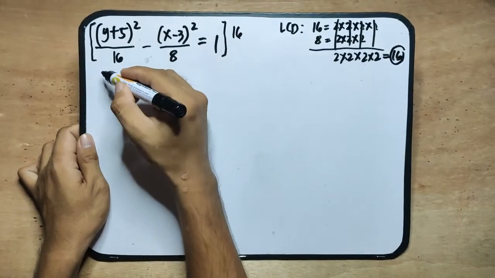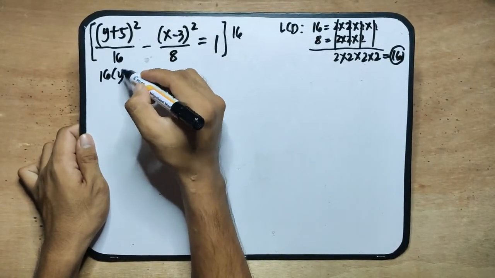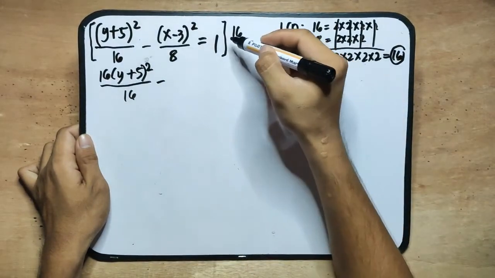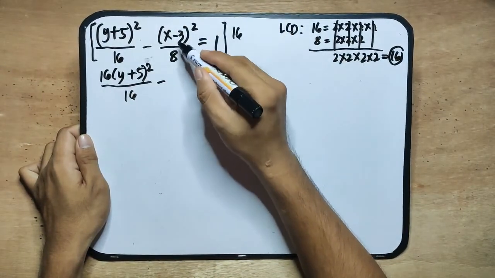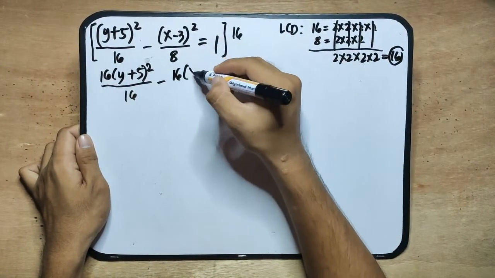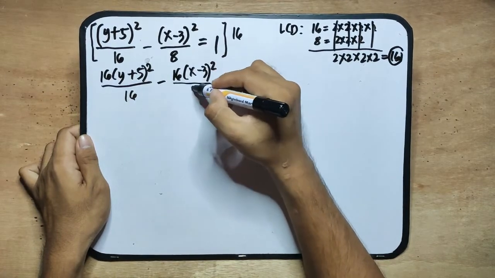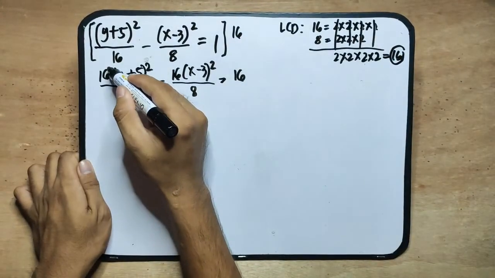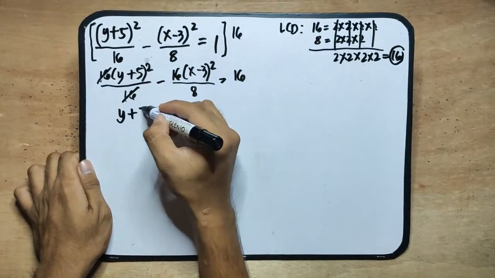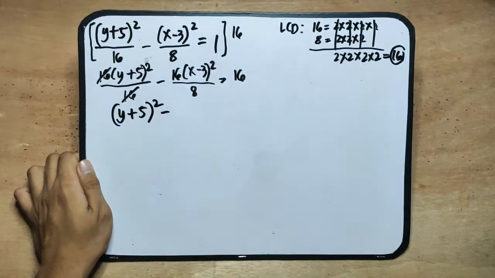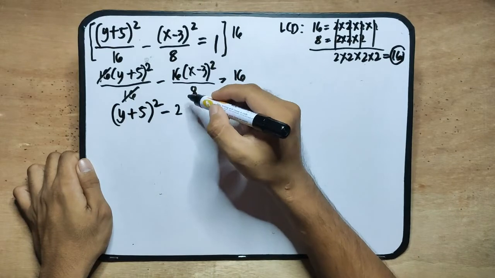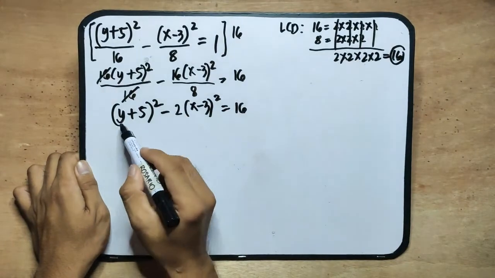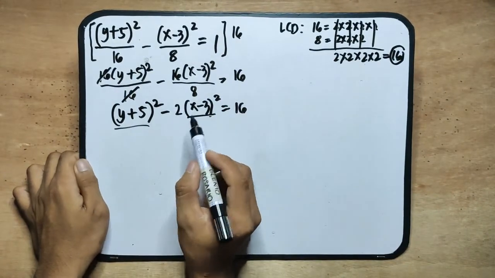16 times the first term is, pagkatabihin na lang muna natin, 16 times y plus 5 squared all over 16 minus 16 times the second term, we have 16 times x minus 3 squared, pagtatabihin na lang muna natin, x minus 3 squared all over 8 is equal to 16 times 1 is 16. So we can cancel this immediately. We have y plus 5 squared minus 16 divided by 8 is 2, and x minus 3 squared is equal to 16. So we expand this square of binomials.